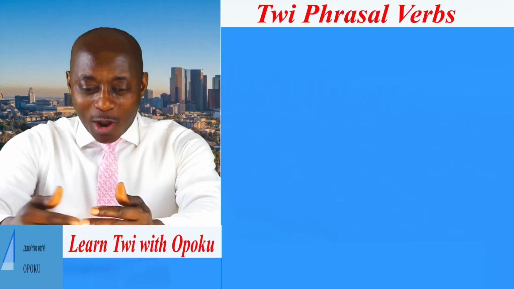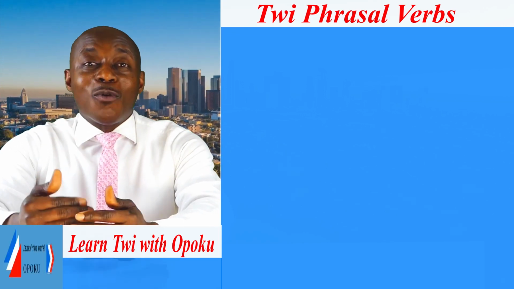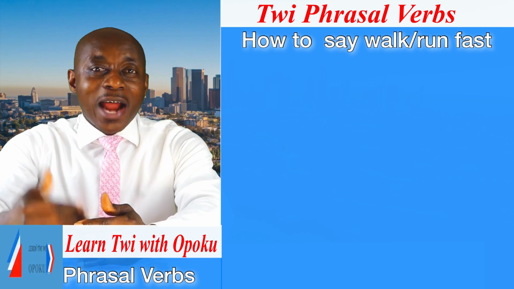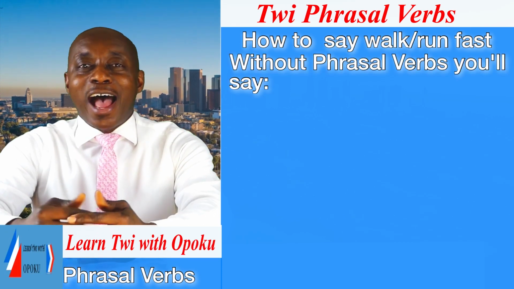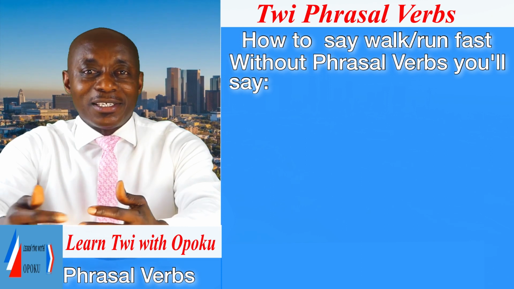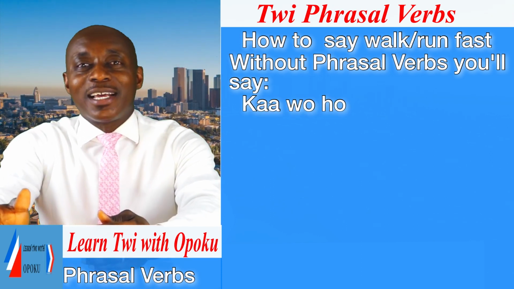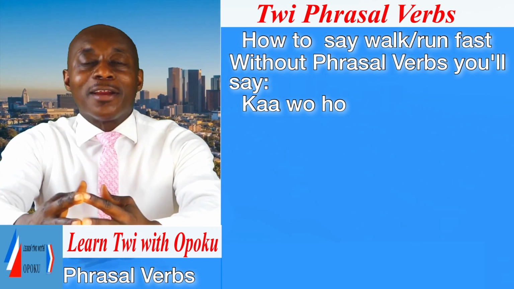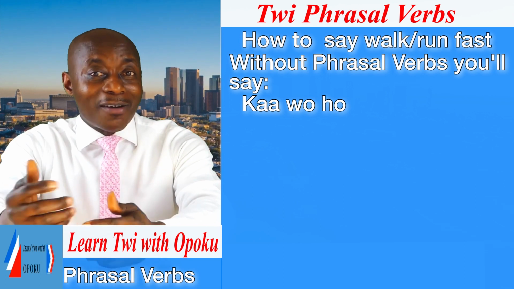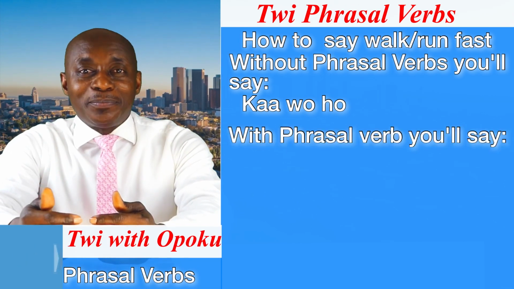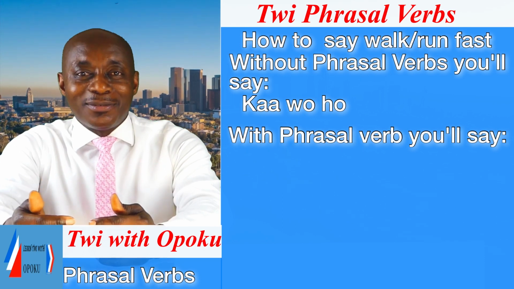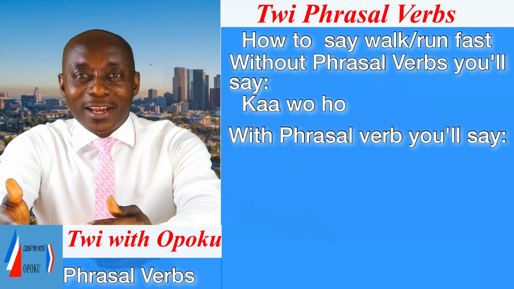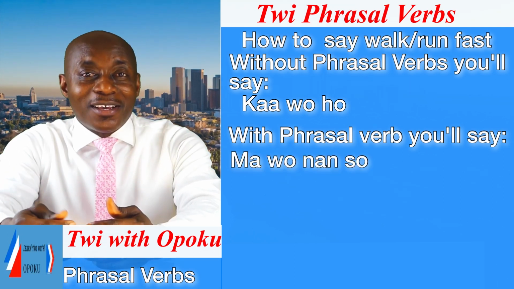Assuming you are walking or running, and I want to say, be fast, walk fast, or run fast. In normal daily conversations, I will say, ka. That means what? Hurry up with the walking that you are walking, or hurry up with the running that you are running. Good. At the same time, I can also use phrasal verbs to say hurry up with your running or your walking. In that sense, I will say mawananso.